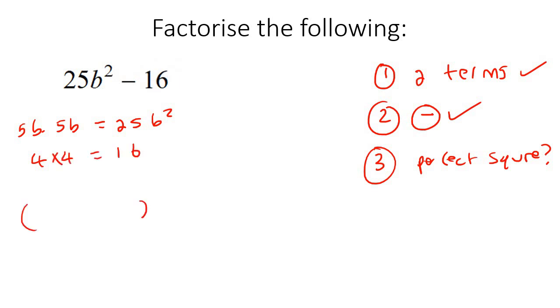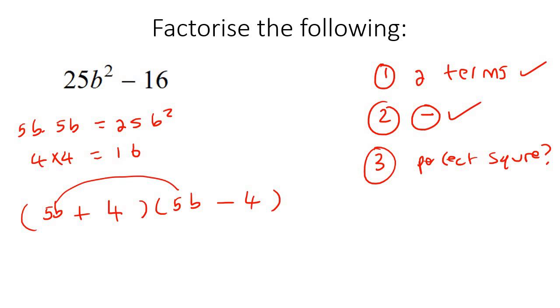So go ahead, make your two brackets, put a plus in the one, a minus in the other, and then you're just going to take the square roots. So 5b and 5b go there, and then 4 and 4 go there. Do you want me to show you that this really does work? That this is actually the answer? Well, let me show you what happens.